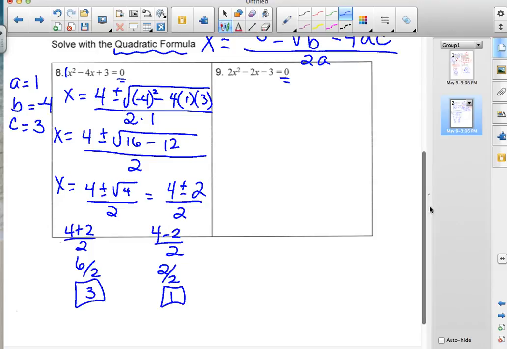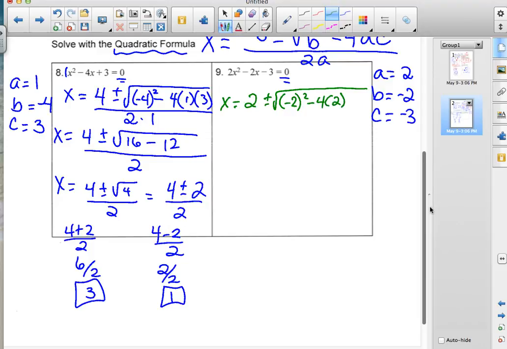And the last one in our review today, again, identifying a, b, and c. I'll put them over here. A equals 2, b equals negative 2, and c equals negative 3. All right, so x equals the opposite of b, so positive 2, plus minus the square root, b, negative 2 squared, minus 4 times a, which is 2, times c, which is negative 3. All divided by 2 times a, which is 2.